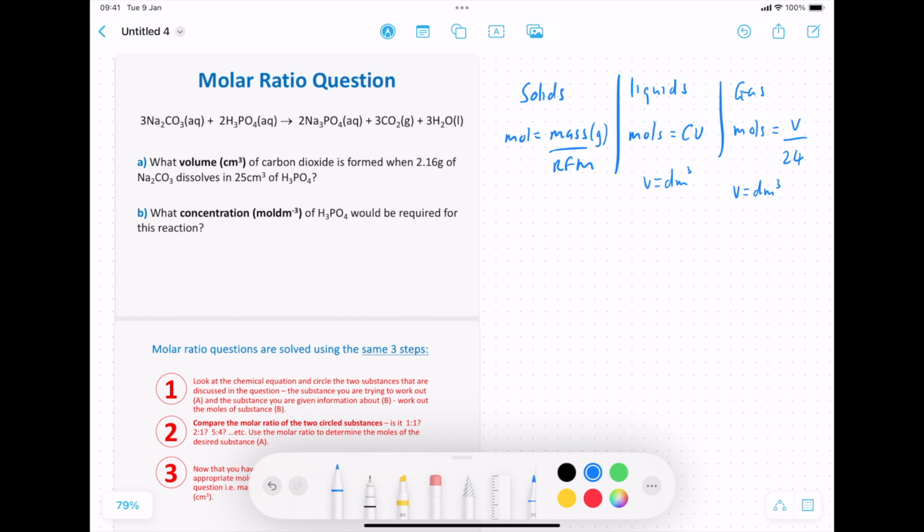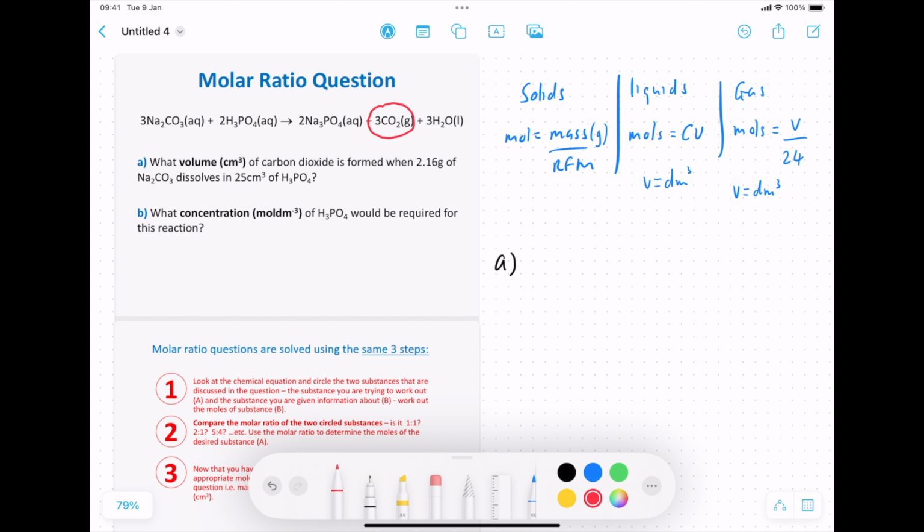So let's do part A. What volume of carbon dioxide is formed when 2.16 grams of sodium carbonate dissolves in acid? So following the 3-point process, it says, step 1, look at the chemical equation and circle the 2 substances that are talked about in the question. So it talks about carbon dioxide, so I circle this.